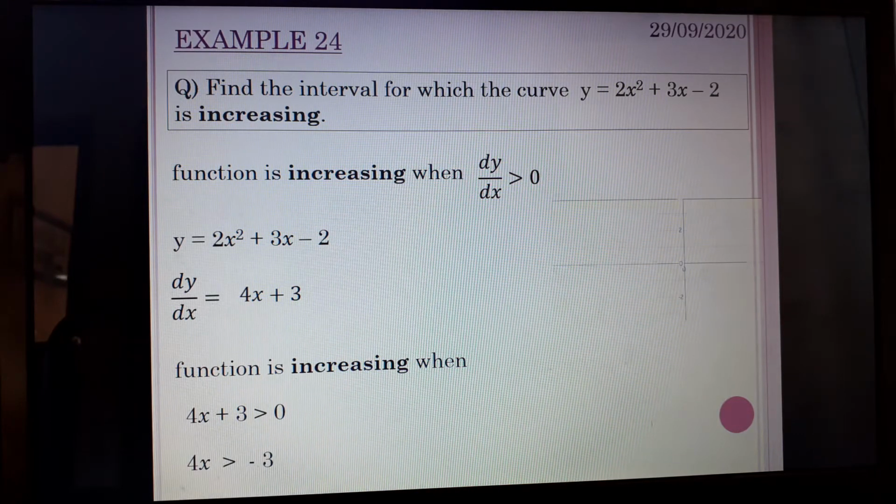So we now rearrange that. We take the 3 over, make it a negative 3. And we take the 4 over and make it a divide by 4.